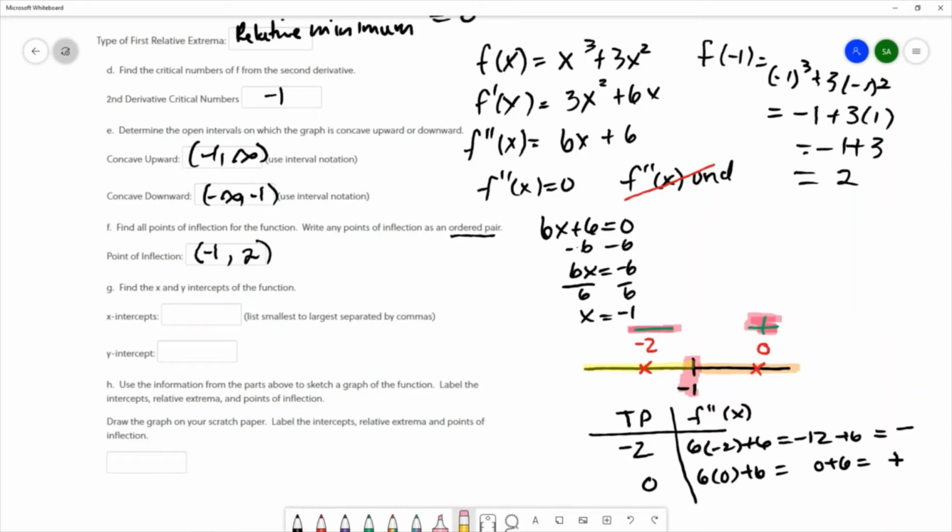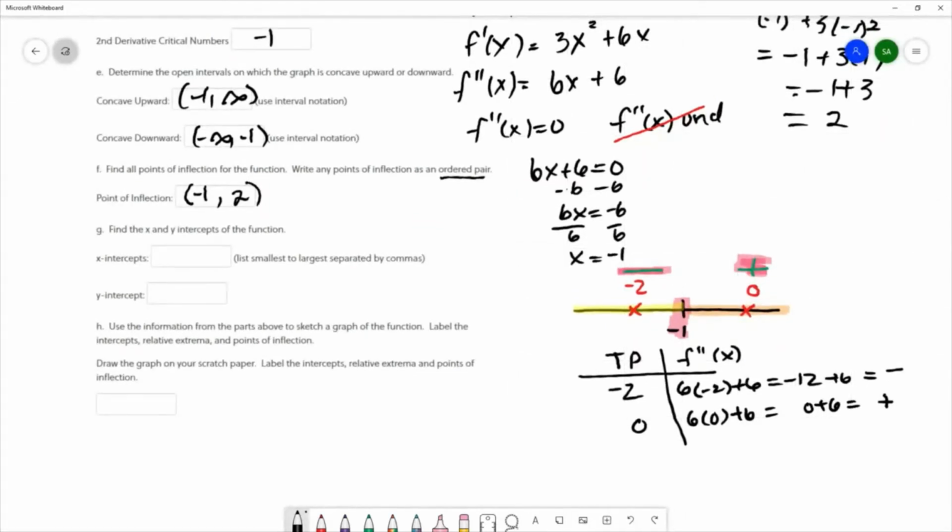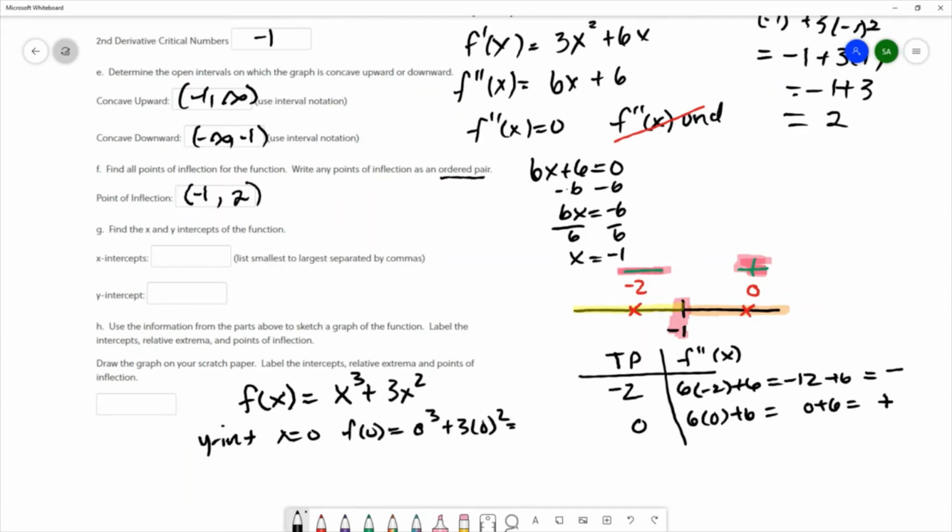In the next part, we want to find any x and y intercepts for our function. So we're going to use the original function to find those intercepts. The original function is f of x equals x cubed plus 3x squared. To find y-intercepts, you let x equal 0, so that's calculating f of 0. 0 cubed plus 3 times 0 squared, that would be 0. So we have a y-intercept of 0.